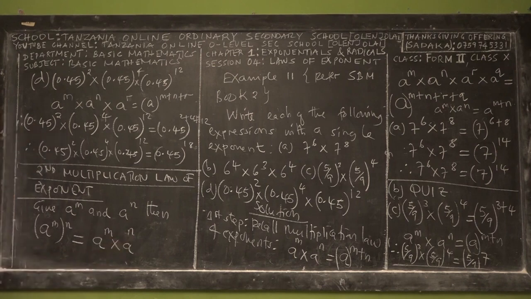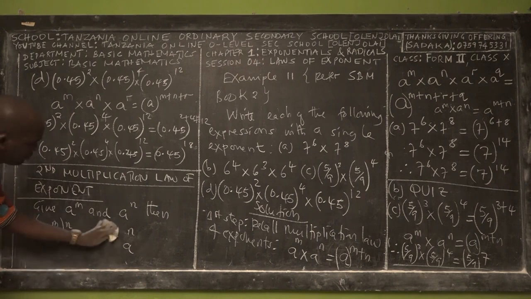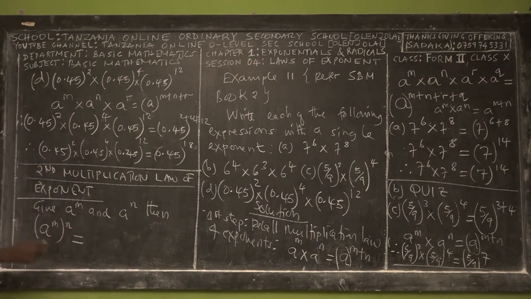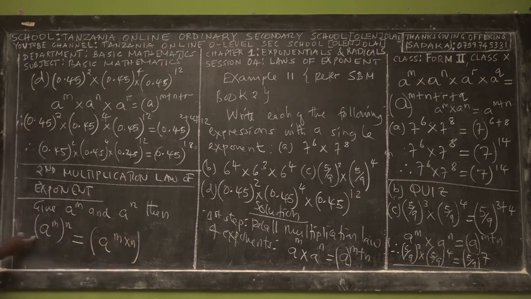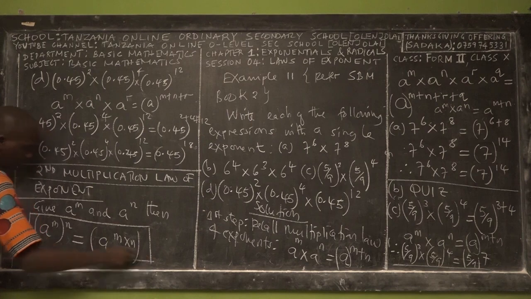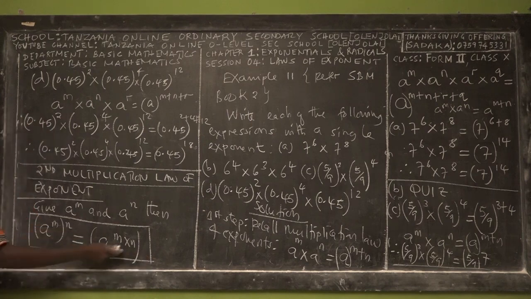You have to understand carefully. This is not true. The law states that we have a power m times n. So this is equal to a power m times n. If we find any situation where an exponent is raised to n, then we multiply the exponents.